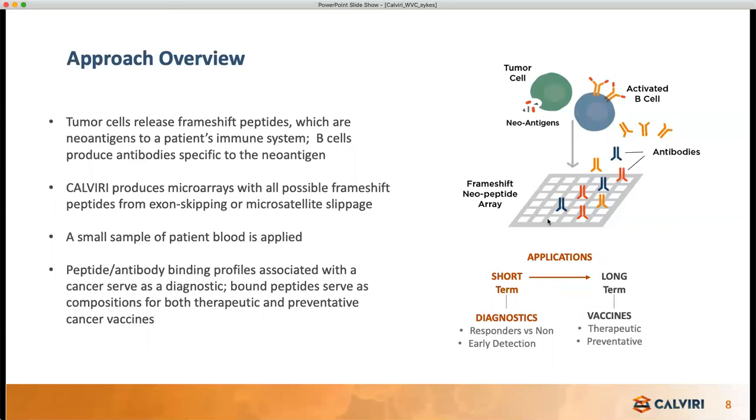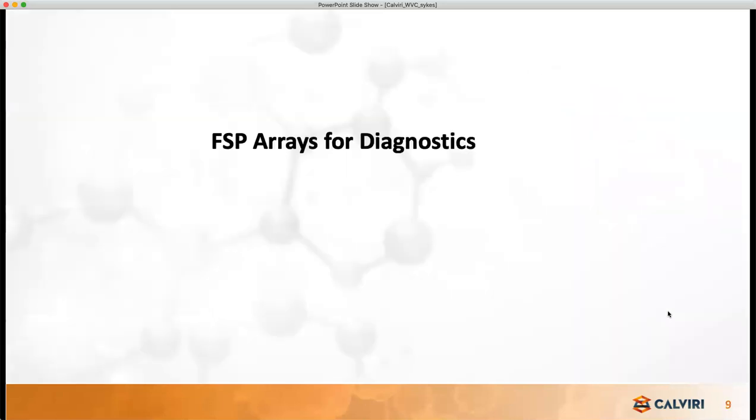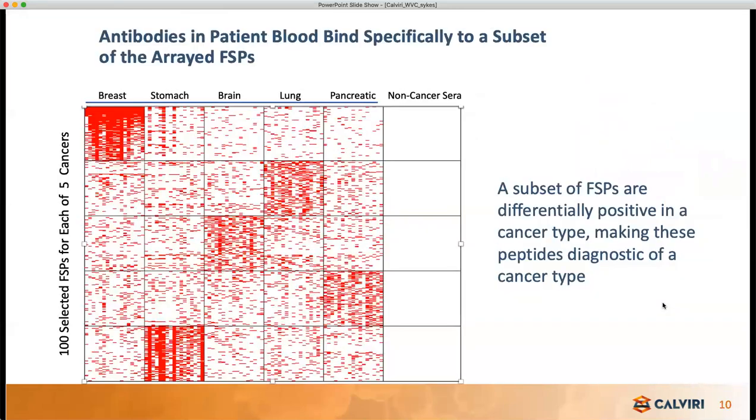Turns out this exact same process and the exact same screening and data analysis can generate for us diagnostics and vaccines. And I wanted to show you a little bit about that. First, diagnostics. Here we have an analysis of selected peptides, 100 selected peptides from 5 different cancers.